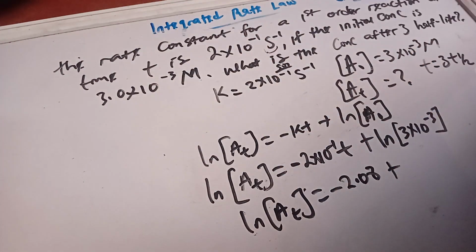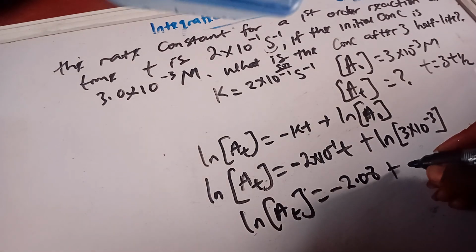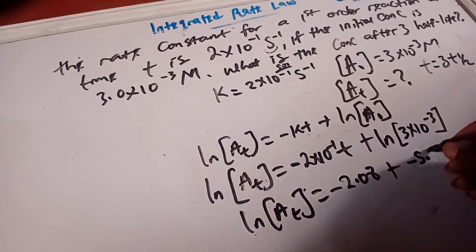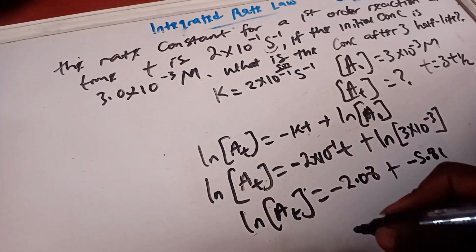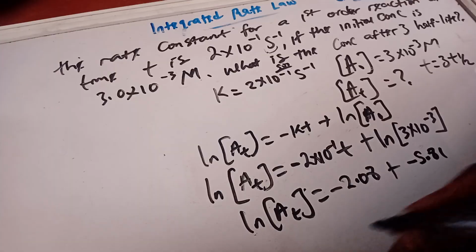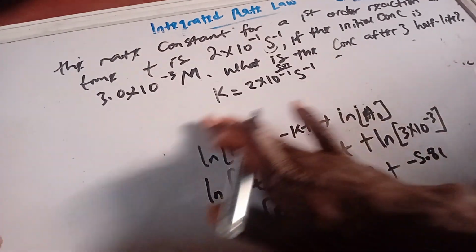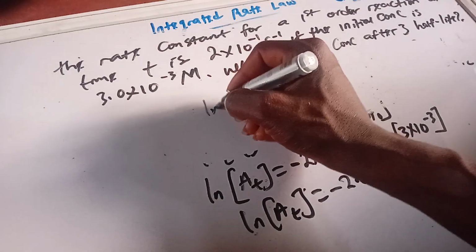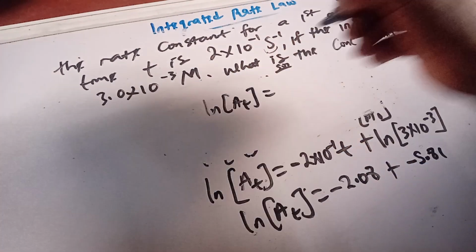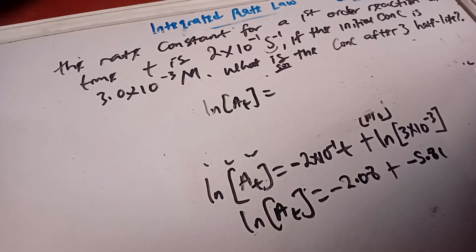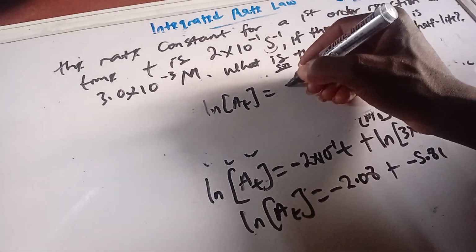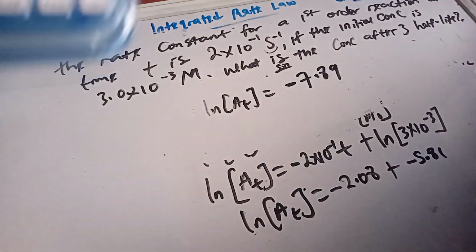So that's negative 5.81. So here we have, let me clean all this part so that we can have more space. So here we have ln At equals minus this. So minus 2.08 minus 5.81, that gives us minus 7.89. So here we have minus 7.89.